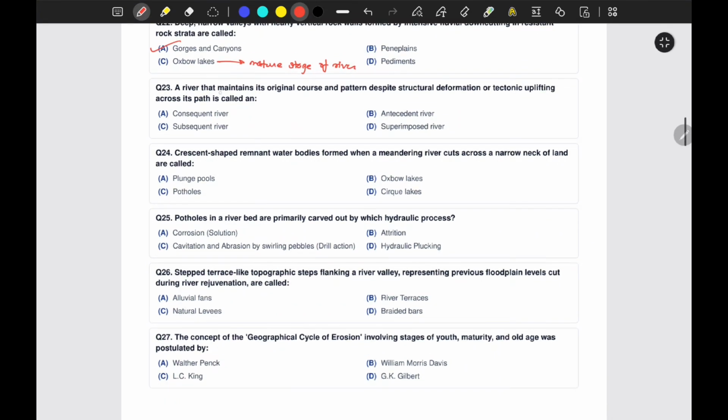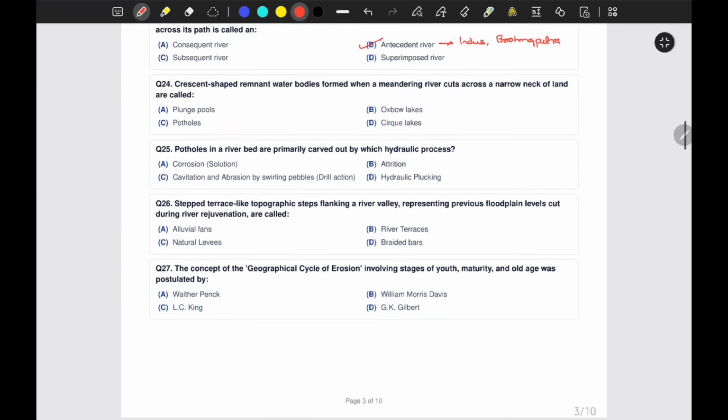A river that maintains its original course and pattern despite structural deformation or tectonic uplifting across its path is called a consequent river, subsequent river, antecedent river, or superimposed river. The correct answer is antecedent river. Its examples are the Indus and Brahmaputra. These are some examples of antecedent rivers.